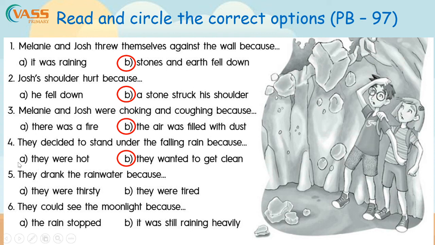How about they drank the rainwater because they were thirsty, or they were tired? They were thirsty. They needed clean rainwater for drinking. And last, they could see the moonlight because the rain stopped, or because it was still raining heavily. That's correct. The rain had stopped, so they could see the moonlight, and it lit up all of the room.